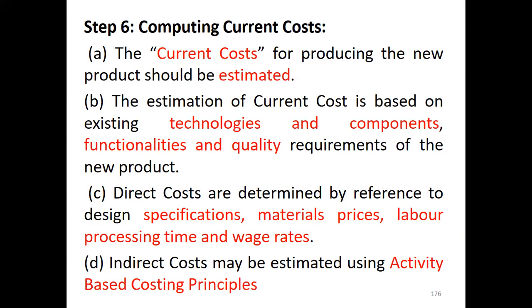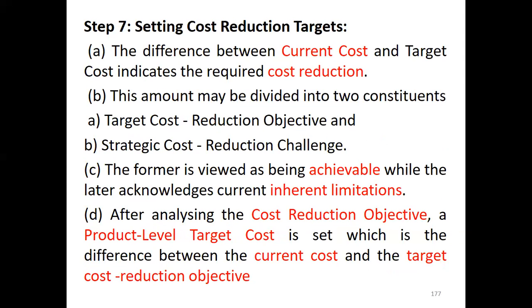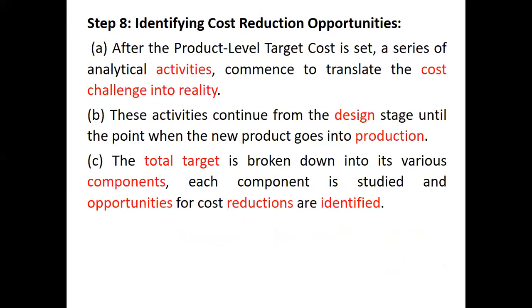Now see here, your current cost is the sum of direct cost and indirect cost. By calculating direct cost and indirect cost, I can calculate the current cost of the product, and I can compare this current cost with the target cost. So this is the sixth step. And I think it is the last step.